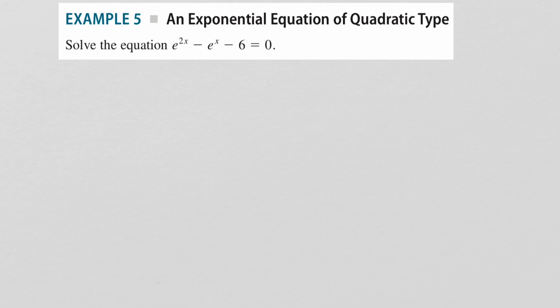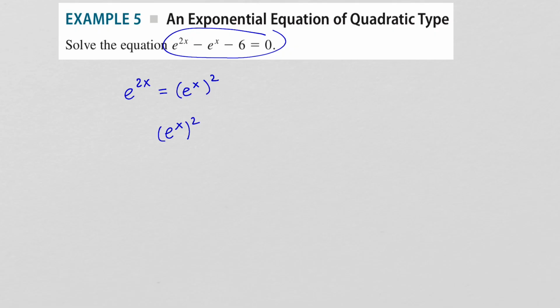Next, we look at kind of a special example. We want to solve the equation e to the 2x minus e to the x minus 6 equals 0. And this is classified as an exponential equation of quadratic type. And the basic principle here that you need to know is that e to the 2x is the same as e to the x quantity squared. So if I rewrite this equation, I can write it as e to the x quantity squared minus e to the x minus 6 is equal to 0.